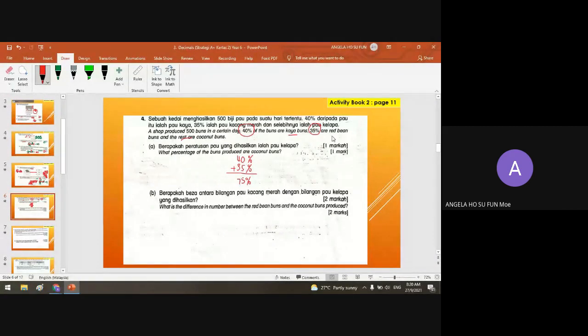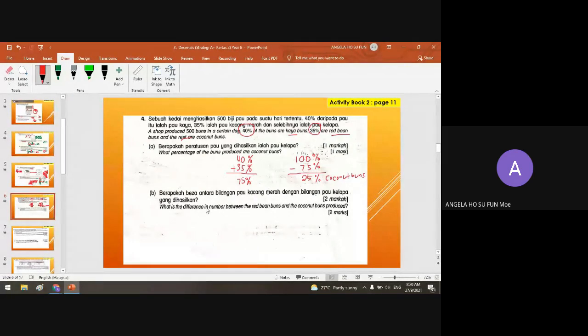Okay, red bean. So you can see from here, this is a red bean. What I'm going to do is, altogether is 100%, minus out the kaya and the red bean bun. That is 75%. Just now I totaled up already. So I minus this, remaining is 25%. This is the coconut bun. Okay, coconut bun. This is the percentage of the coconut bun. Okay, done. 1 mark. Then B.